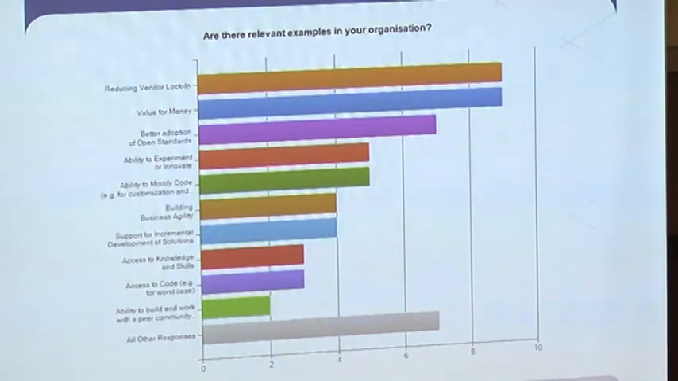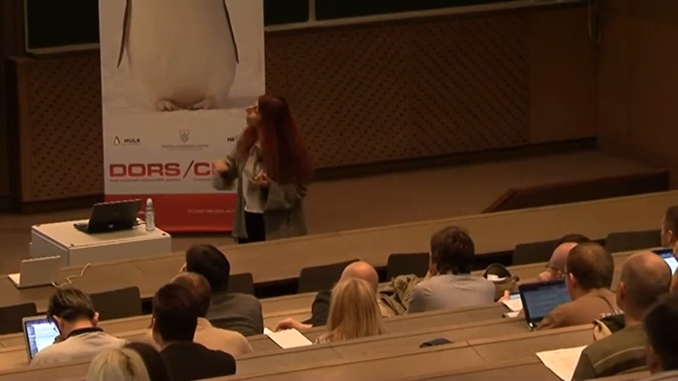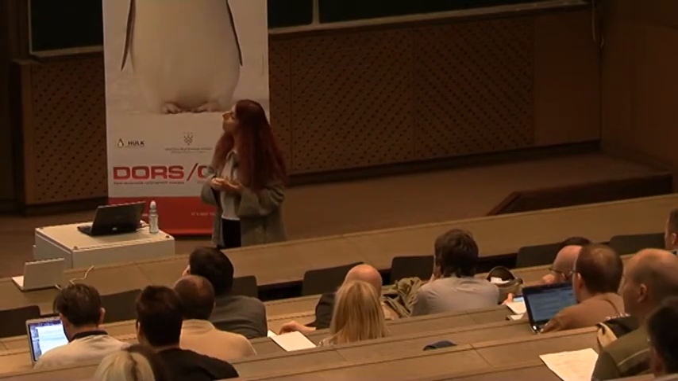Then we said, are there relevant examples of some of these issues being changed in your organization? So we gave them a list of factors and told them to choose. And as you can see at the top, reducing vendor lock-in, they actually think, yes, there are real examples of this happening. We have reduced vendor lock-in now that we've gone open source. It doesn't say specifically to which application. You have to connect up each survey and know which application it is that has done that. Value for money comes in second. And then you've got better adoption of open standards, which I thought was fantastic and is quite high up. Ability to experiment or innovate.